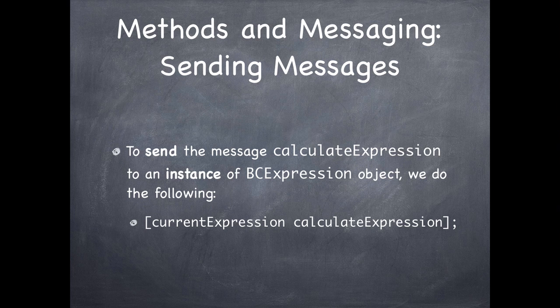If you think about it, the logic goes from right to left. I'm going to send a message called calculate expression. So the message is calculate expression. I'm going to send it to current expression, which is an instance of BC expression, right? So that's the receiver, the one who would receive that message. Okay. So we just use the square brackets to make a call, to send a message.